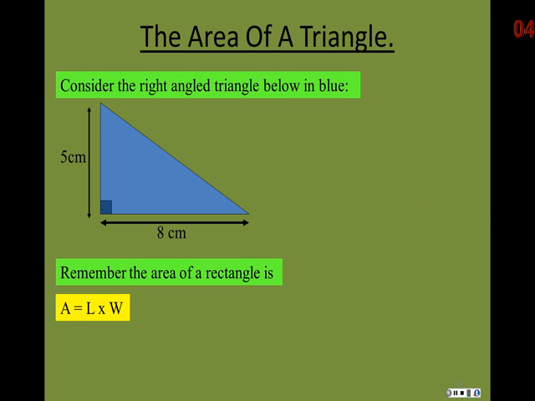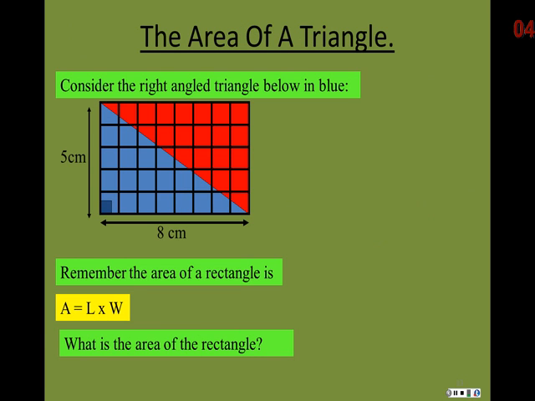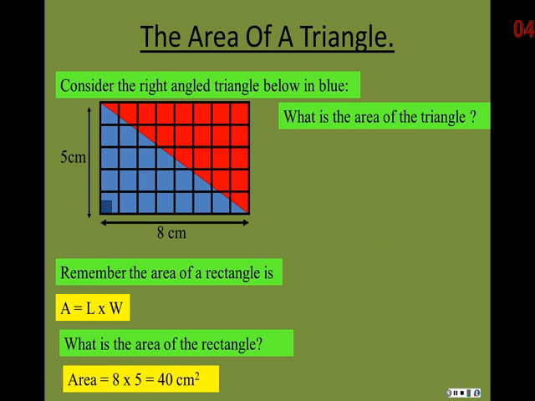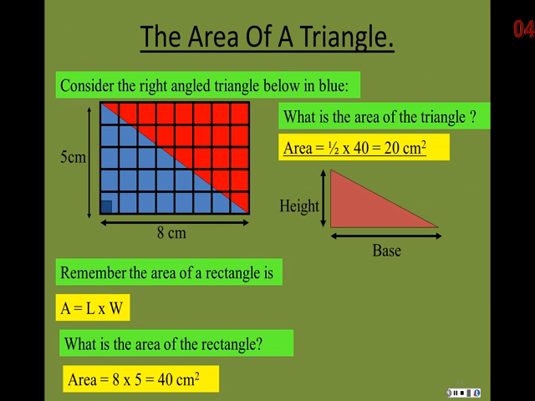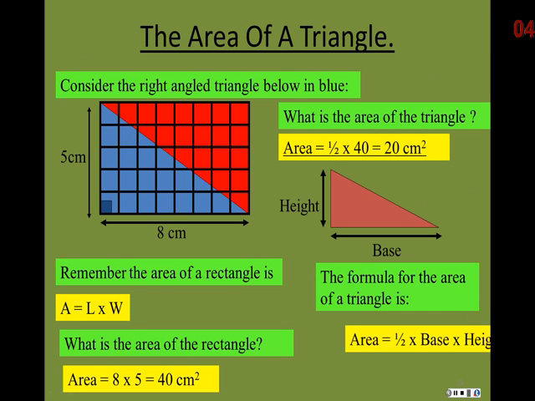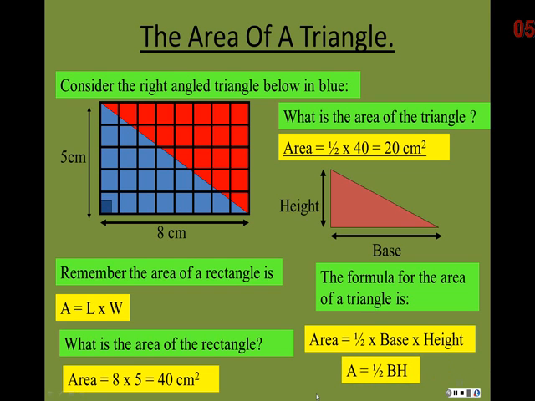So let's actually figure it out. My rectangle would be length times width. But my triangle is half of it. And you guys already told me the answer. You told me it's 20 centimeters squared, and that's what it is because it's half of it. If I were just to do the red area, or if I was just to do the blue area. So remember, your formula for the triangle is half times the base times the height, whereas the area for the rectangle is length times width. So those are the two areas you need to know.